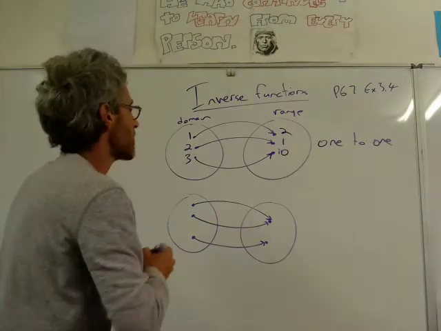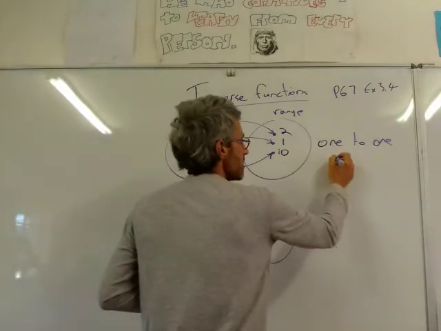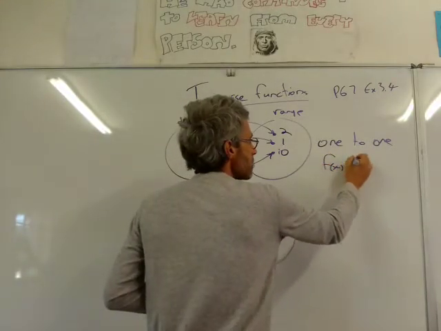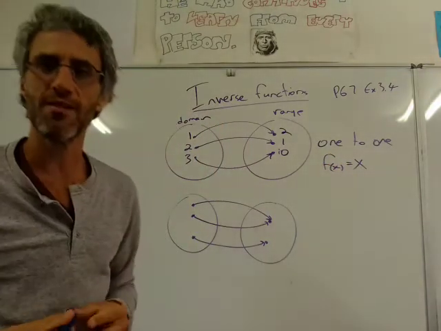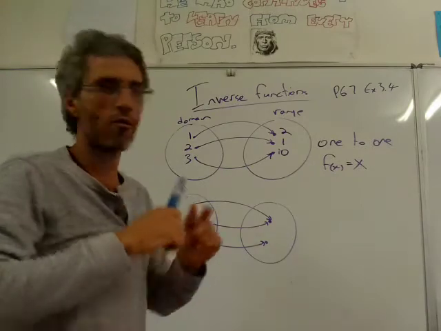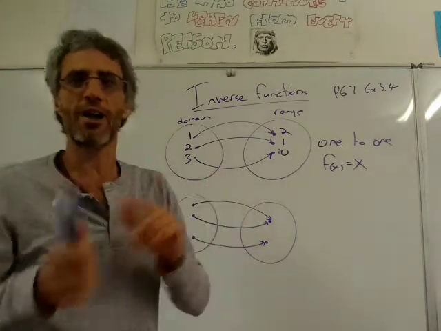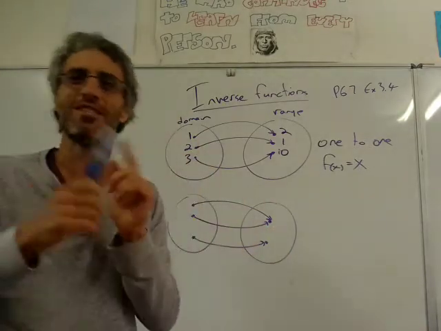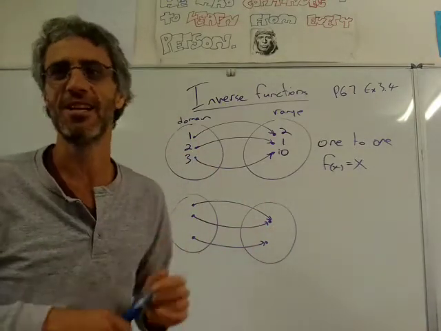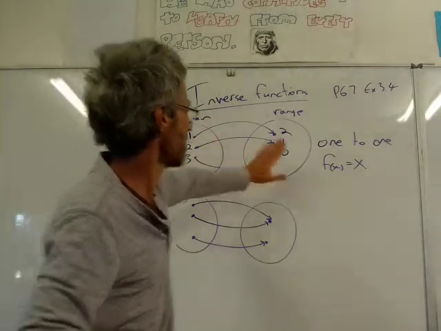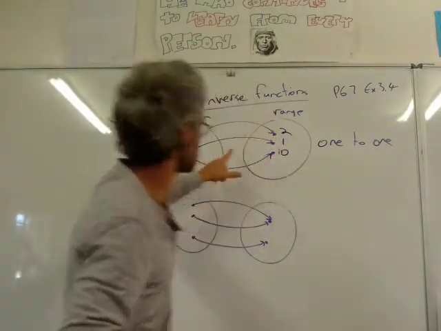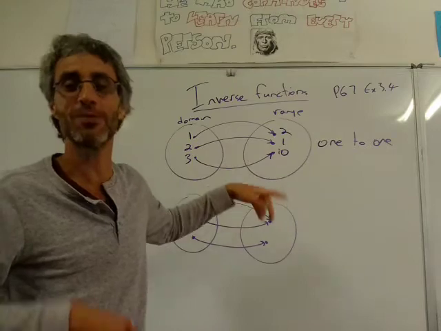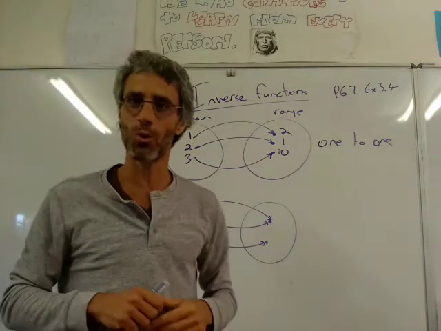Let's give an example. It could be f of x equals x. That's the simplest one I can think of. So f of 3 is 3. F of 5 is 5. F of minus 10 is minus 10. Obviously, maybe I shouldn't write it down here because this is obviously not f of x equal x, but f of x equals x is a one-to-one function.